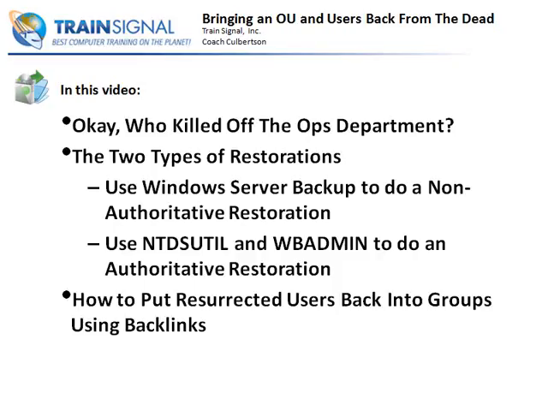In this video, we're going to start off with, okay, who killed off the ops department? In which we're going to describe a potential situation that you might actually see. Then I'm going to talk to you about the two types of restorations. We're going to start off by talking about Windows Server Backup to do what we call a non-authoritative restoration. We'll talk about what that means. And then we'll also talk about how to use NTDSutil and WBadmin to do an authoritative restoration.